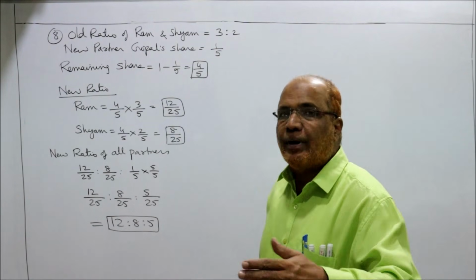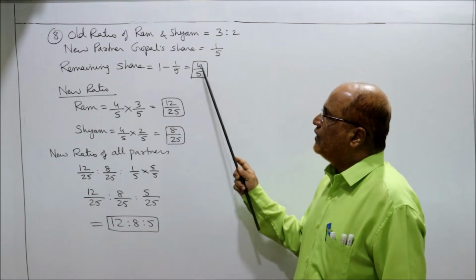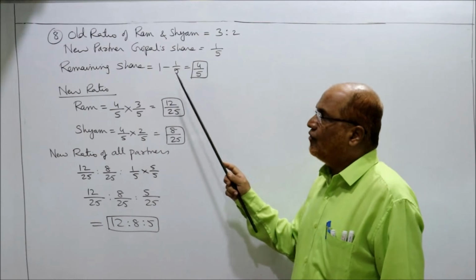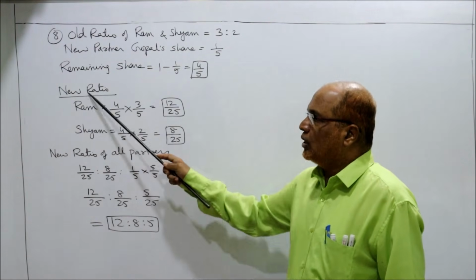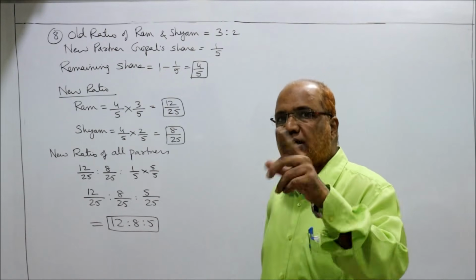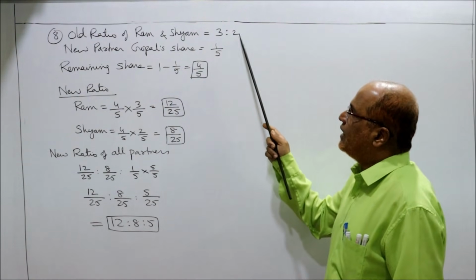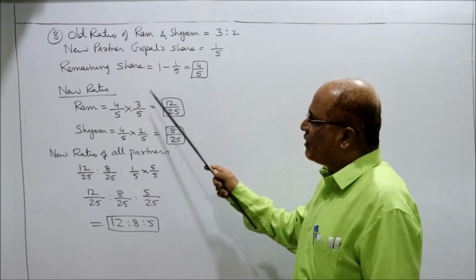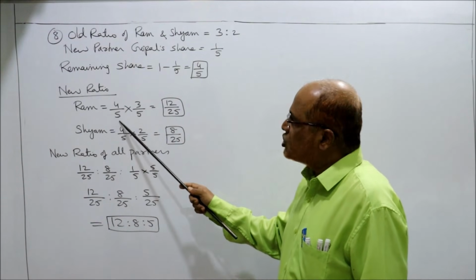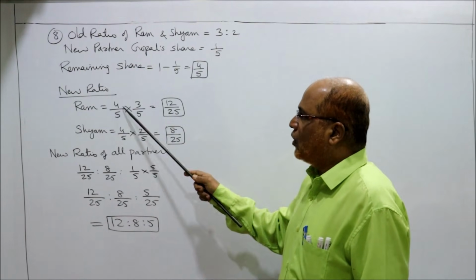So the remaining share we calculate. This is the new point compared to the previous problem. So 1 minus 1 by 5, you will get 4 by 5. This 4 by 5 will be shared by the old partners in the old ratio. The old ratio was 3:2, that is 3 by 5 and 2 by 5. So the remaining share 4 by 5 should be multiplied by 3 by 5, the old ratio. So 4 threes are 12.